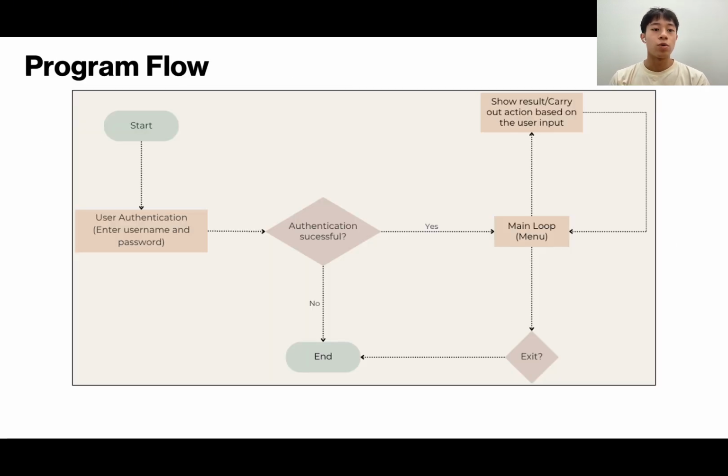This is our program flow. When the program starts, the user authentication system requires the user to log in first, after which the user enters the main loop where he or she can input commands, and the program will carry out the necessary functionalities after. This main loop is repeated until the user exits the program using an exit command.